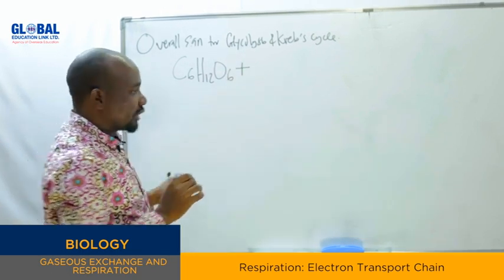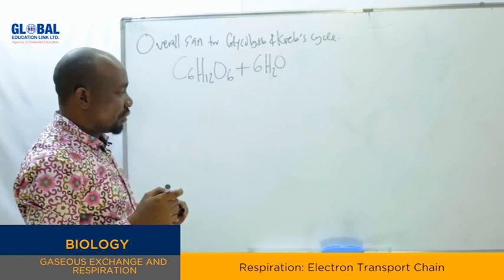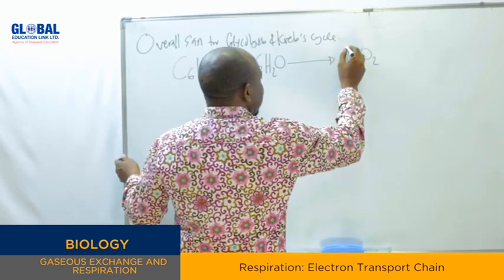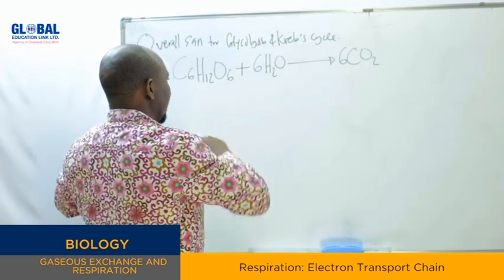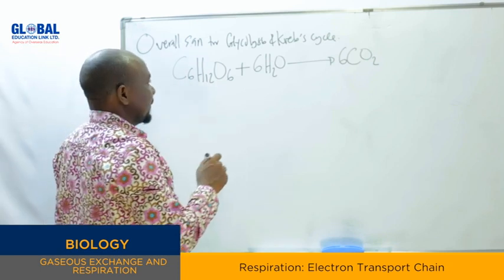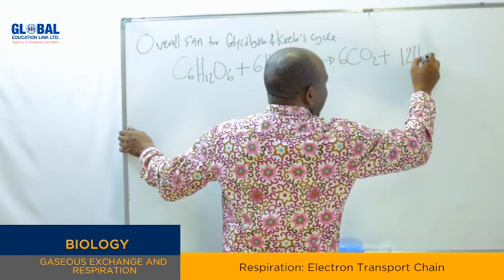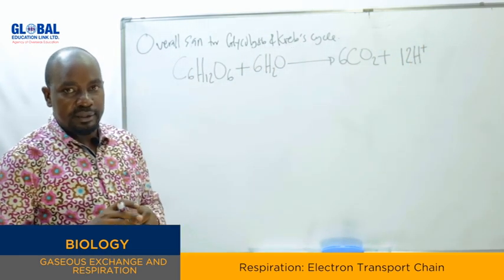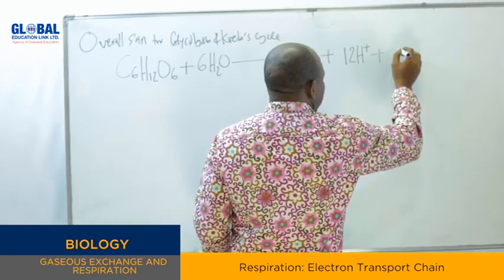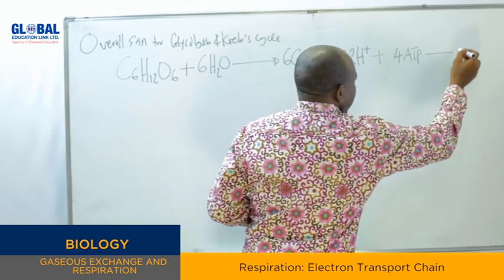In the presence of water, water is used in the Krebs cycle as a source of oxygen to produce carbon dioxide, that is 6 carbon dioxide. All the carbon from the glucose is now given out in the form of carbon dioxide, plus the hydrogen ions, 12 hydrogen ions. These are carried by the electron carriers, plus the ATP. Here, only 4 ATP are produced. Let us call this equation 1.